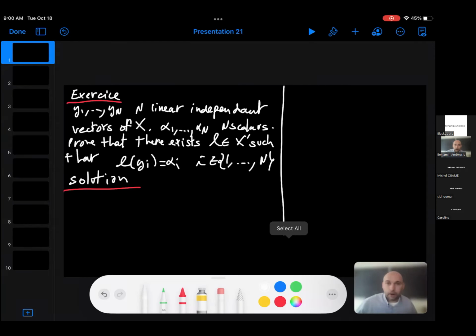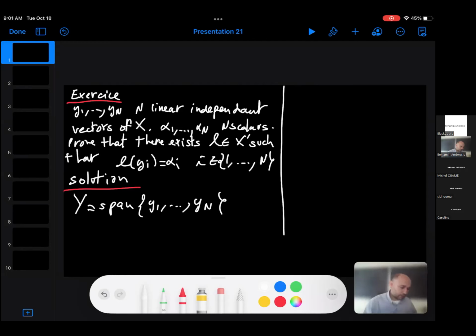So how are we going to proceed with that? First, we are going to define the functional L. Its definition is given by the constraint that I have: I need to have L of yi equals alpha i. So let's call capital Y the span of the given vectors y1 till yn. So I must have L of yi equals alpha i.